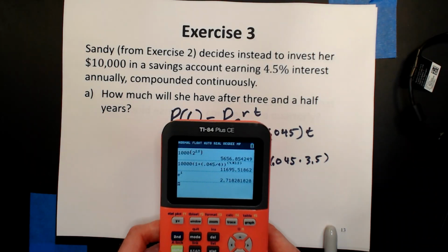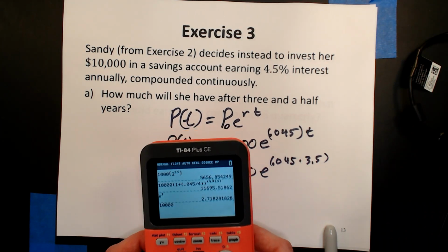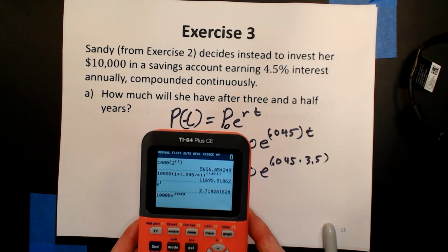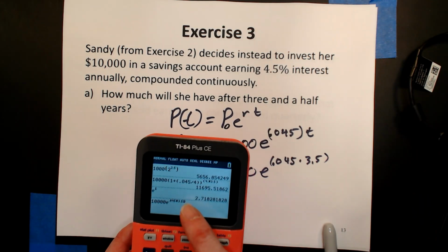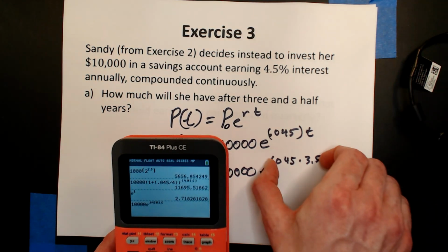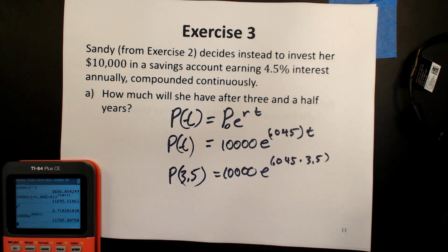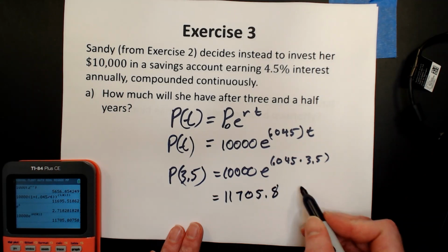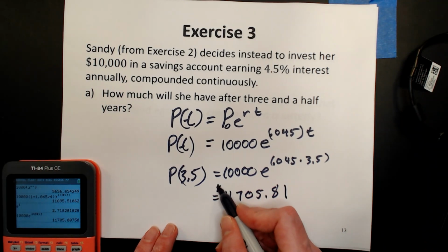We get second function e. We need 10,000 first. Then we have a second function e to the 0.045 times 3.5. Like I said, I have a nice calculator, so I don't have to worry about making sure I'm still in the exponent here, but you're going to have to put parentheses around it normally in order to get that to happen, like I did right here. And then you hit enter, and we get 11,705.807. I'm going to round that to 81. Once again, this is dollars, round to the nearest cent if you can.